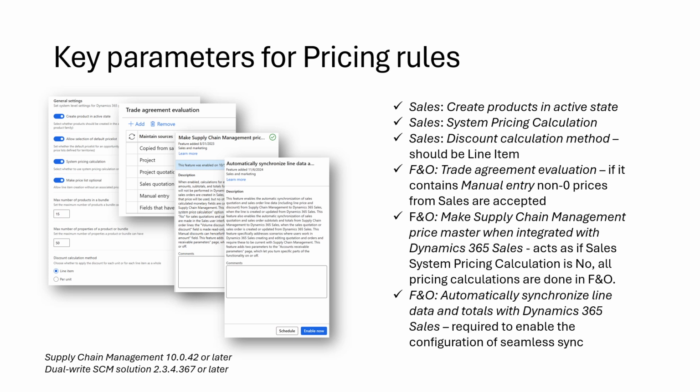will be accepted. The F&O makes supply chain management price master when integrated with Dynamics 365 Sales. If enabled, no pricing calculations are done in sales and all calculations will be done in finance and operations. This feature is a prerequisite setting for the Dual-write seamless sync. And finally, F&O automatically synchronizes line data and totals with Dynamics 365 Sales. This is also a prerequisite for being able to configure further Dual-write seamless sync.